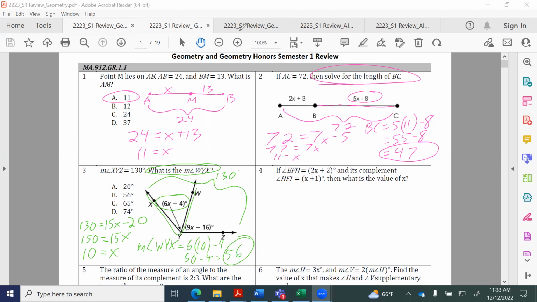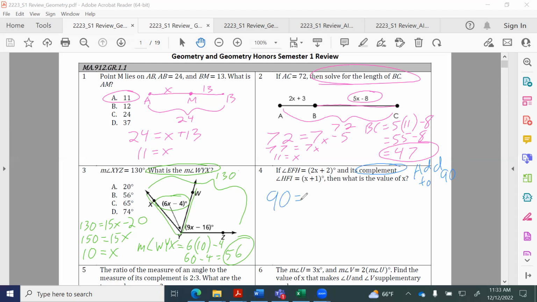All right. On number 4, we have 2 expressions, and it tells us that these are complements. What does it mean to be complements? 2 angles must add to 90. If they're complements, they're adding to 90. Or I could say their sum is 90, right? So together, these two have to add up to 90.